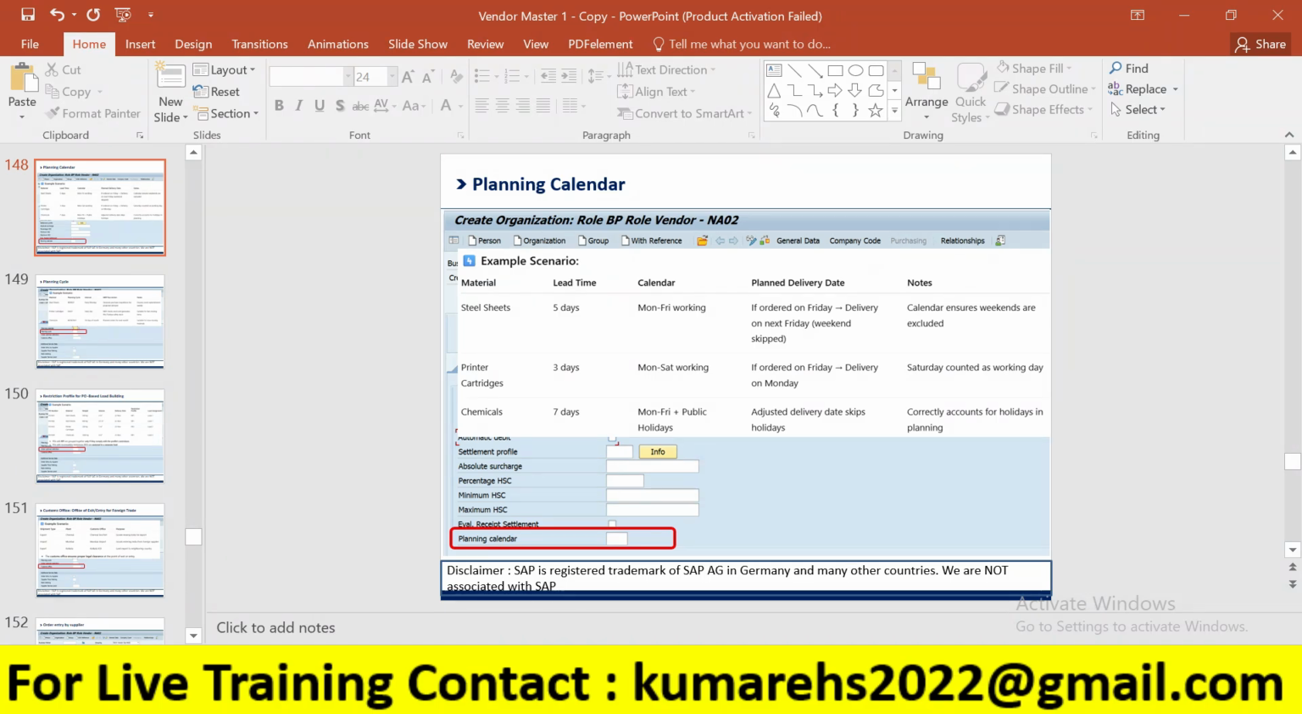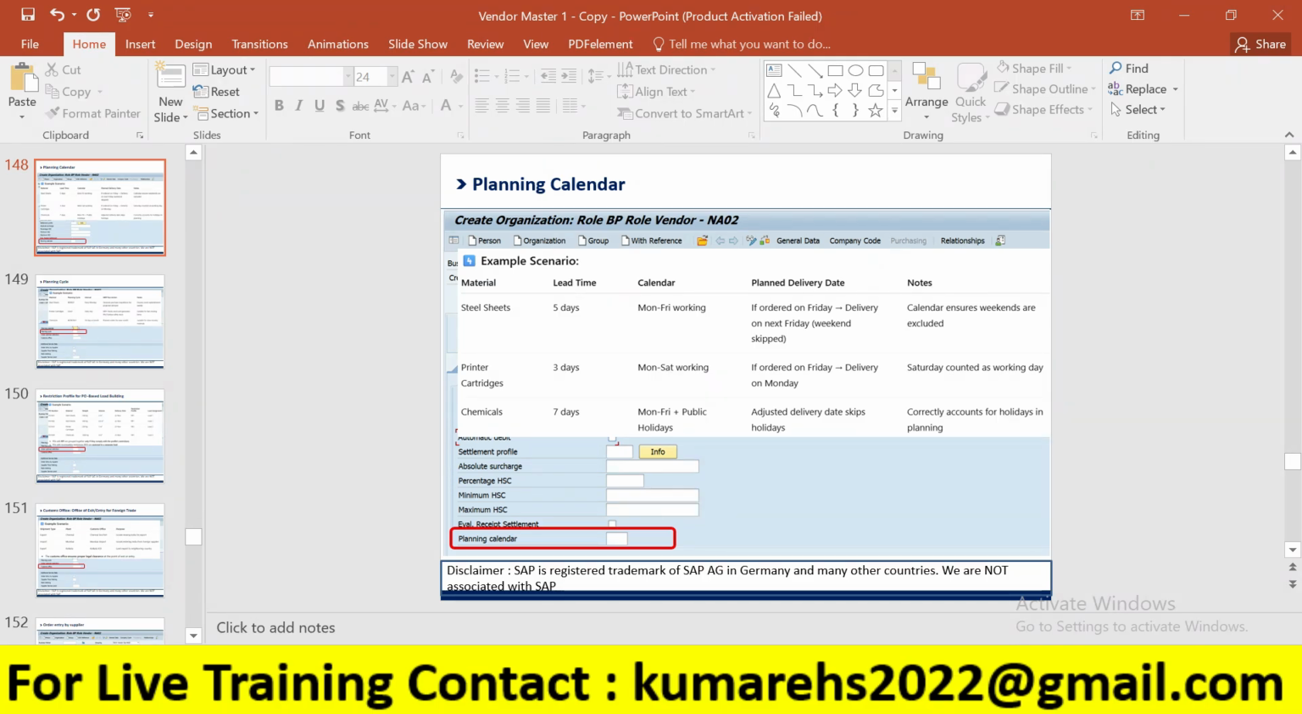The example scenarios, the same material we can discuss. The first material lead time is 5 days. So the calendar is Monday to Friday working. If ordered on Friday, delivery is on the next Friday, because the weekend, Saturday and Sunday, is skipped. So the note: the calendar ensures weekends are excluded.